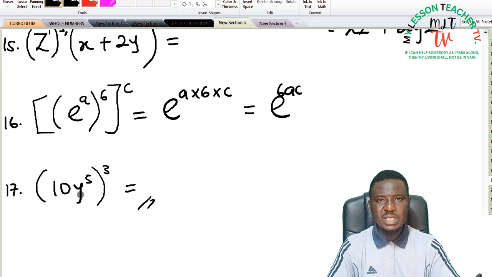We shall now take the next law of indices.